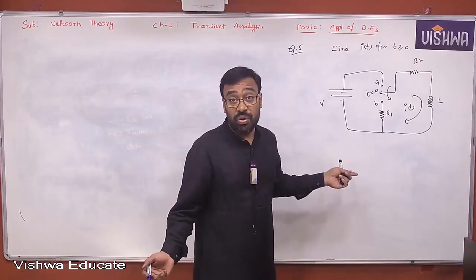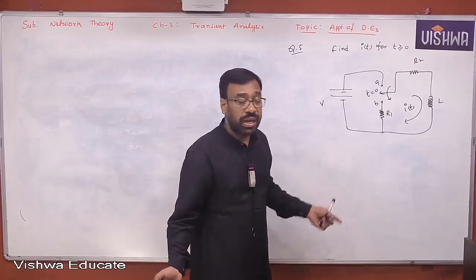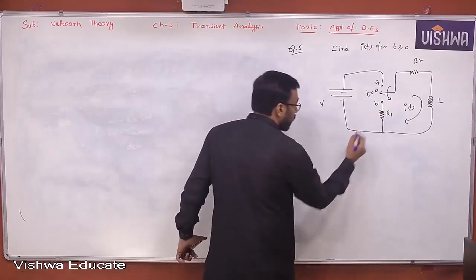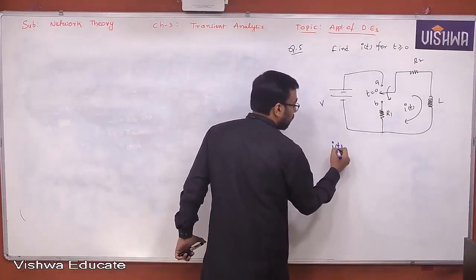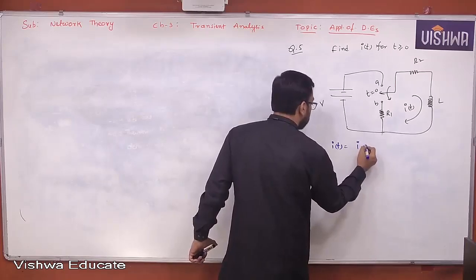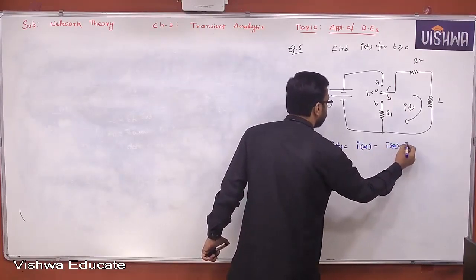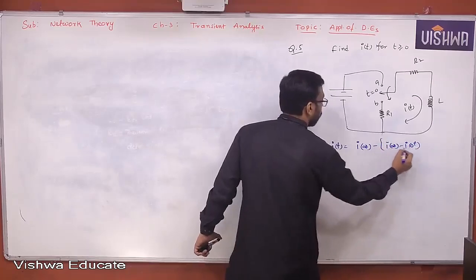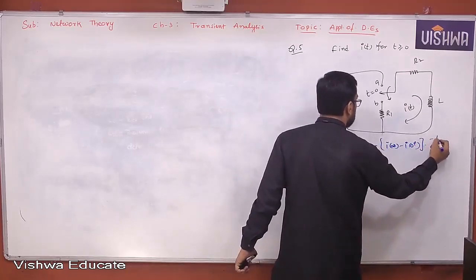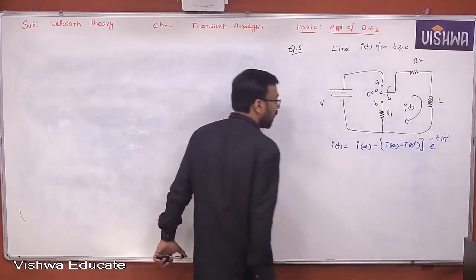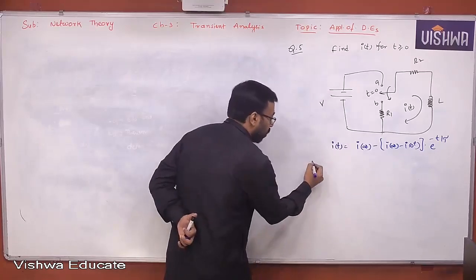Therefore, I can comfortably go with the formula. Yes or no? Okay. So let me take that formula: I of t is nothing but I of infinity minus (I of infinity minus I of 0 plus) into e power minus t by tau. So first let us find I of infinity.